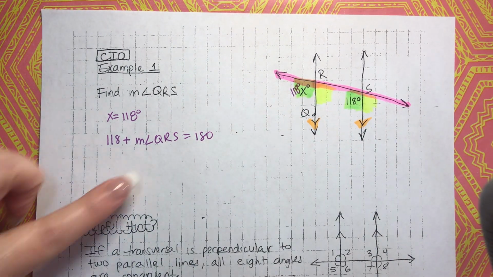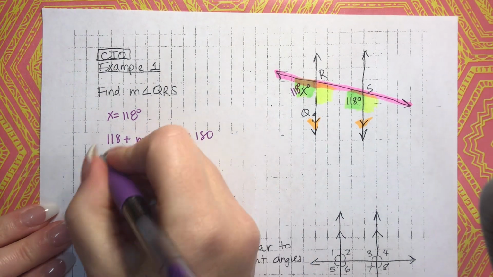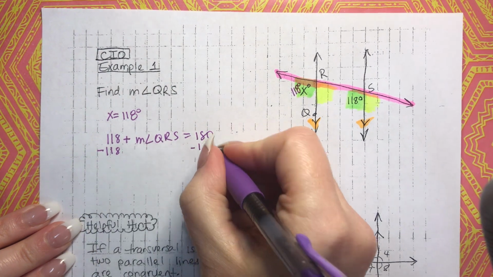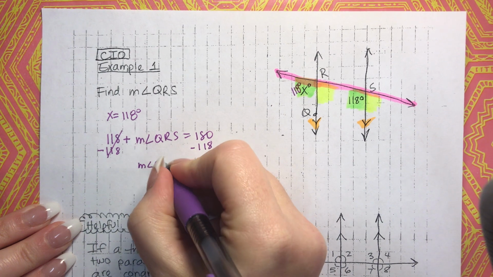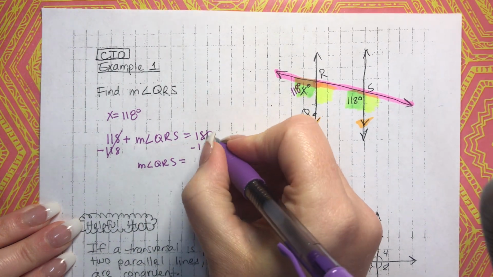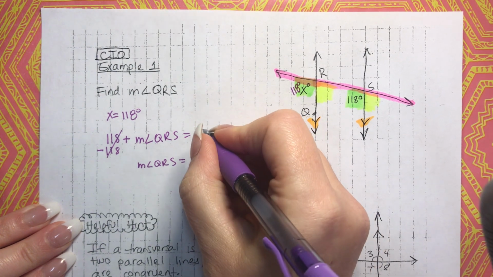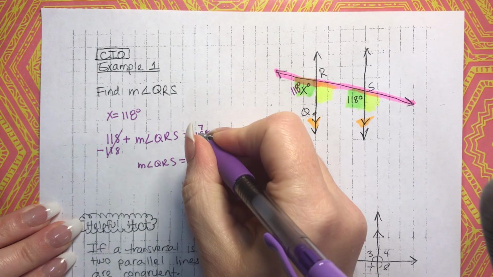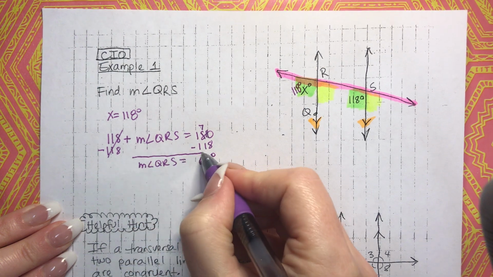From here, we're just going to use our algebra to figure out the measure of QRS. We get rid of this 118 by using the inverse operation, which is subtraction, to both sides. That cancels. We're left with the measure of angle QRS equals, just a little bit of subtraction here. Borrow, making that 10. 10 take away 8 is 2. This is a 7. 7 take away 1 is 6. And 1 take away 1 is 0. So 62 degrees.